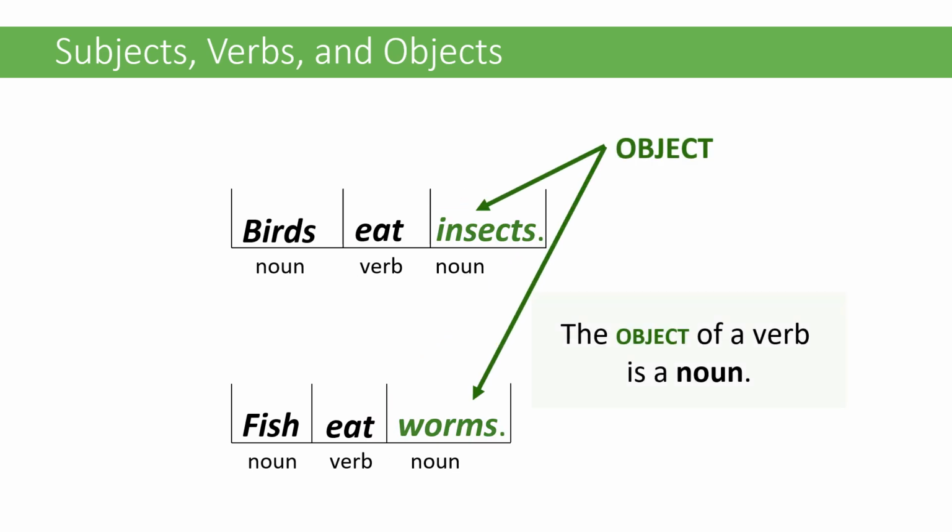The object of a sentence answers the question, what? Look at the first example. Birds eat insects. What do birds eat? Insects. Fish eat worms. The subject fish goes before the verb eat. The object worms answers the question, what do fish eat?